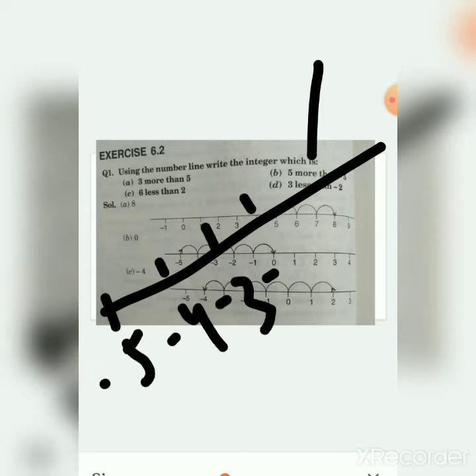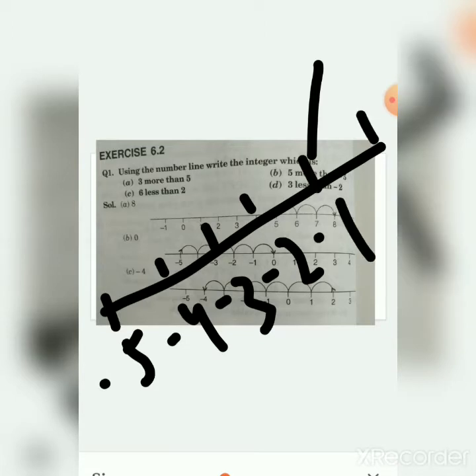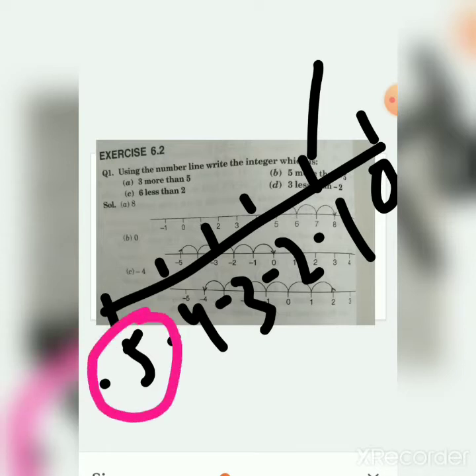Now we have the question number 2. 5 more than minus 5. It is given 5 more than minus 5. So my dear students, if it is a number line, this is the minus 5, minus 4, minus 3, minus 2, minus 1 and 0 here. So it is given 5 more than minus 5. Where is minus 5? This is the minus 5.